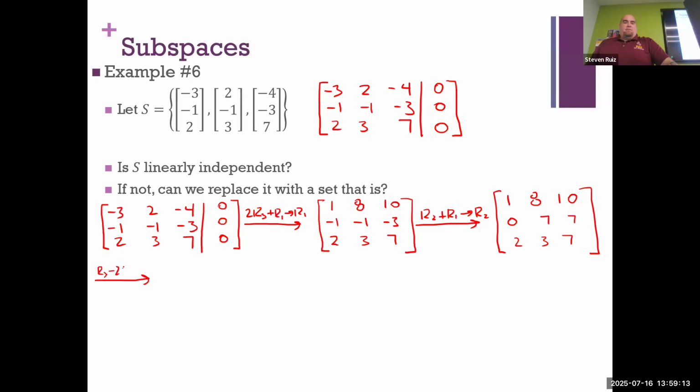R3 minus 2 row 1. Back to row 3. So 1, 8, 10, 0, 7, 7, 0, 3 minus 16. Yeah, minus 13. 7 minus 20, minus 13. Oh, I have concerns. Does anybody else have concerns?